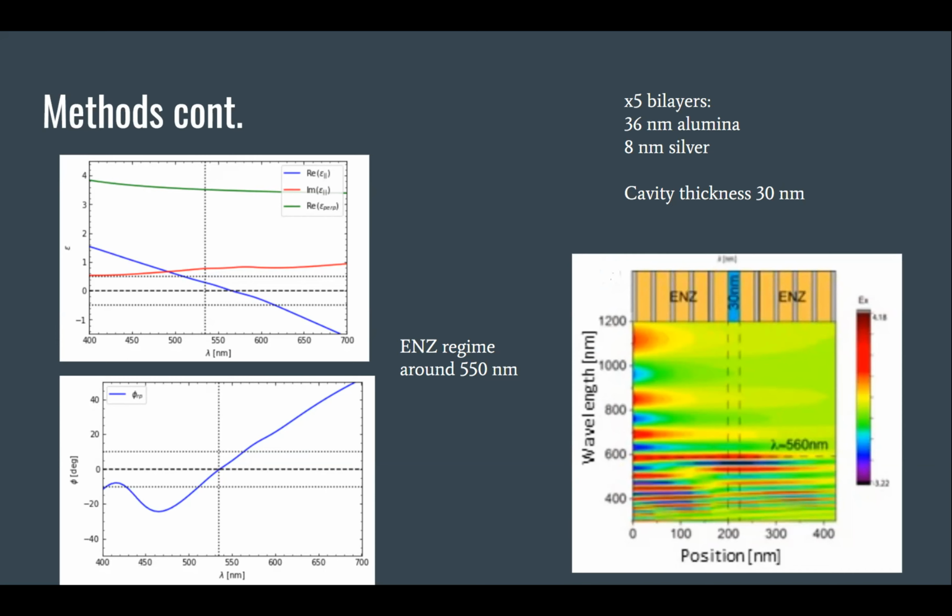And what we found was that with five bilayers, you should have 36 nanometers of alumina and 8 nanometers of silver for every single bilayer, and you should be able to have this kind of effect.